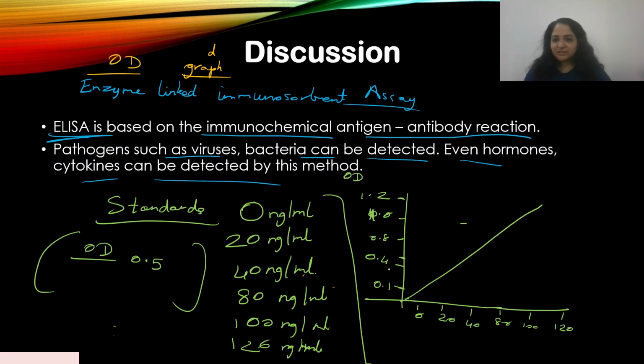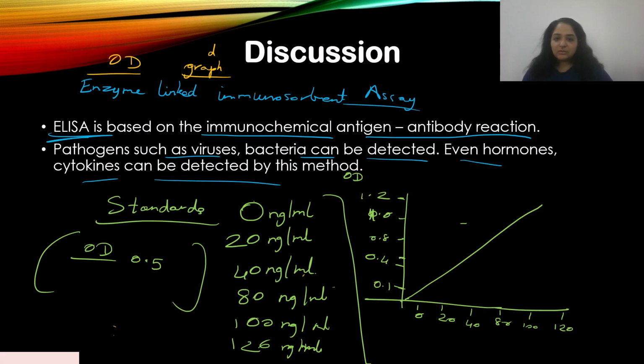Your standard graph is fine because it has been measured exactly as the manufacturer has mentioned in the kit, that 20 should be over here and 40 should be here and 80 should be here. And yes, you got the correct readings and you got your straight line graph, which is very good. Now next is 0.5.